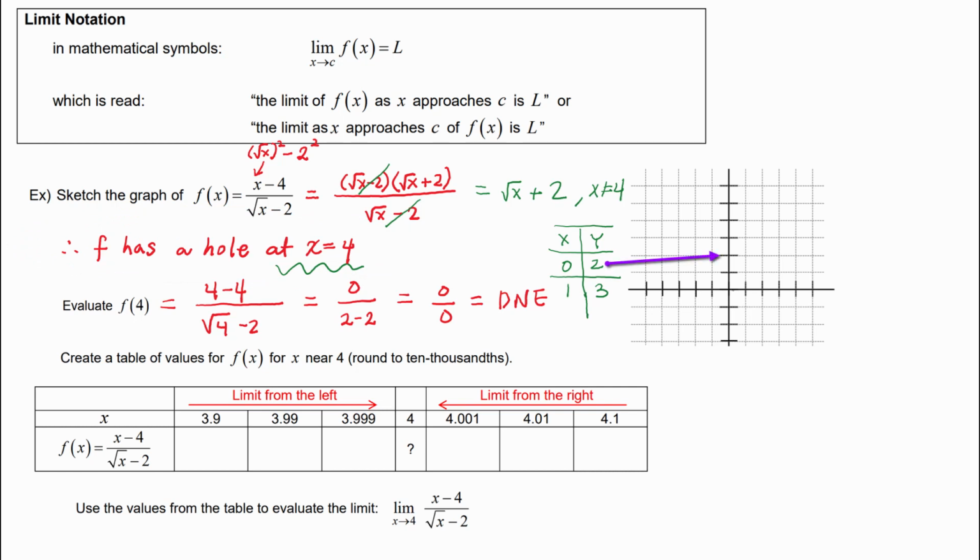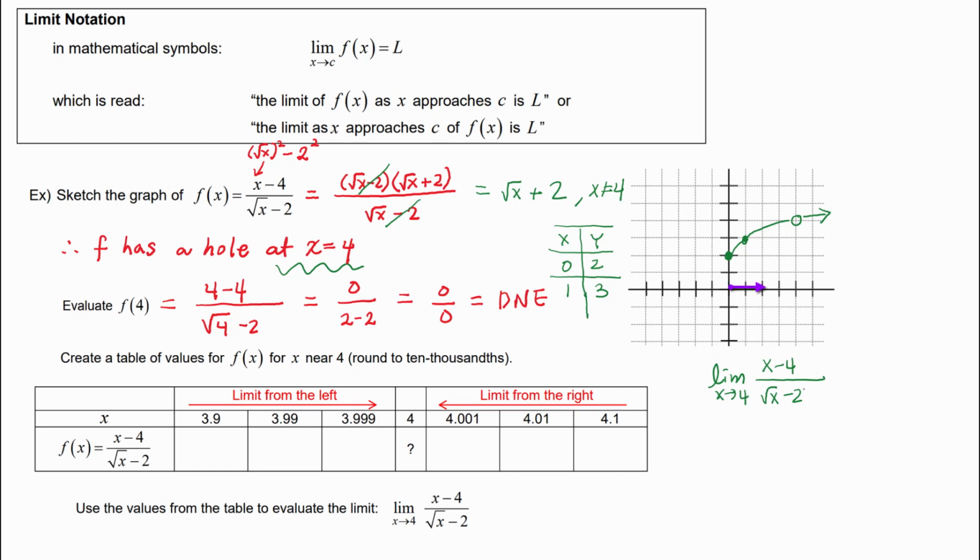So here's 0, 2, 1, 3. When x equals 4, it would have been 4, but because it's a hole, I will put a hole there. And then we will draw a smooth radical function graph with a hole at x equals 4. So graphically speaking, could you find the limit as x approaches 4 of f(x), which is (x minus 4) over (radical x minus 2)?